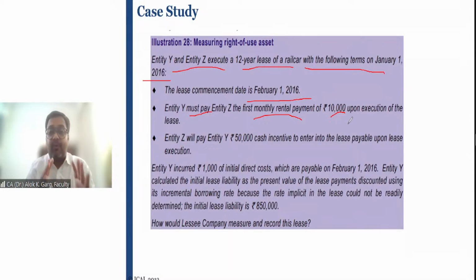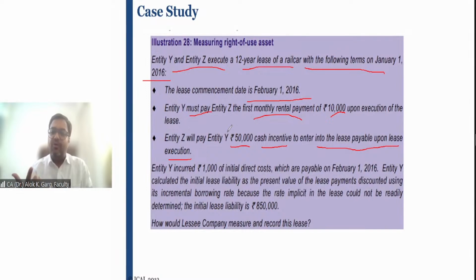You have to be very proactive in answering this question. Now you guys have become the champion about this concept. Entity Y must pay entity Z the first monthly rental of rupees 10,000 upon execution of the lease. Entity Z will pay. Now the lessor is paying to the lessee, means incentive. 50,000 rupees cash incentive to enter into lease, payable upon lease execution. So now this lessor is paying 50,000 rupees to the lessee for entering into the lease, right?